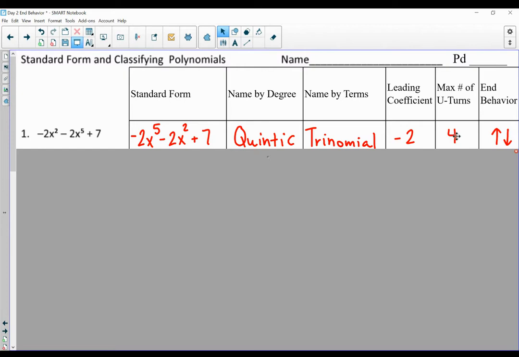Then it asks me the maximum number of U-turns. So you have to remember that it's always the degree minus 1 for the maximum. So that's where I got 4.